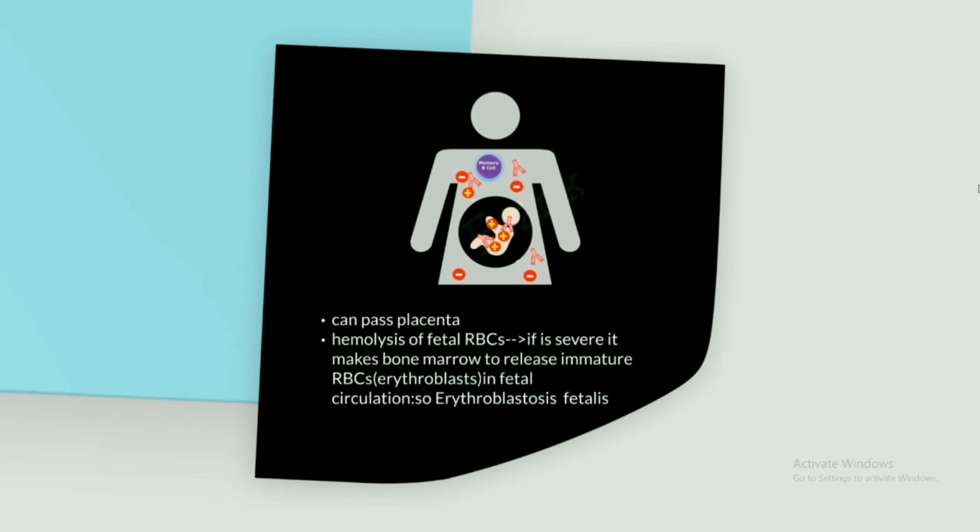Now we can understand the reason behind this condition's name. Fetalis comes from fetus, which means this little baby here. And erythroblastosis originates from the fact that if the hemolysis of fetal RBCs is severe, it makes bone marrow release immature RBCs, which are called erythroblasts, in fetal circulation. So the name of this condition is erythroblastosis fetalis.